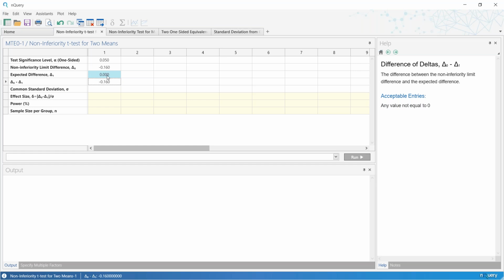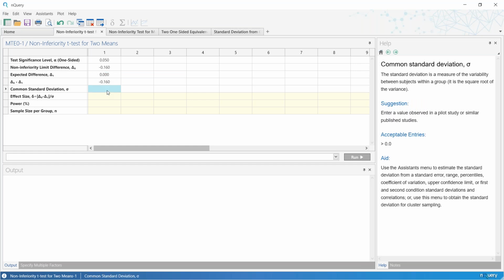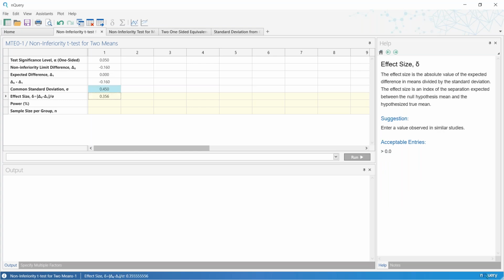And the expected difference, so the hope that they had was that you get basically the exact same results on average between these two types of stents. And this is just a small convenience function saying the difference between these two. That's basically your denominator, if you imagine, on your test statistic. And then they had a standard deviation here of 0.45, giving an effect size of about 0.356.